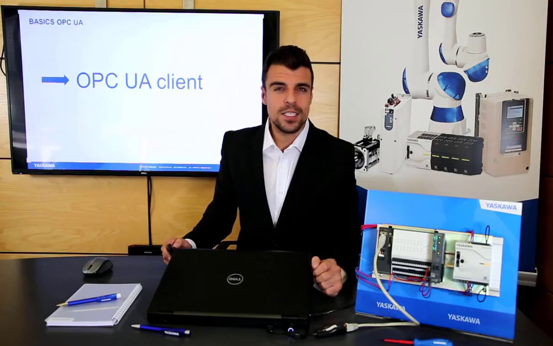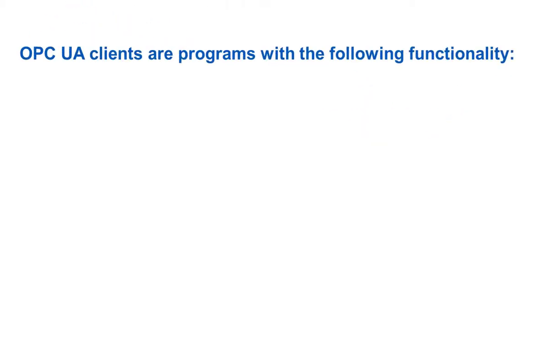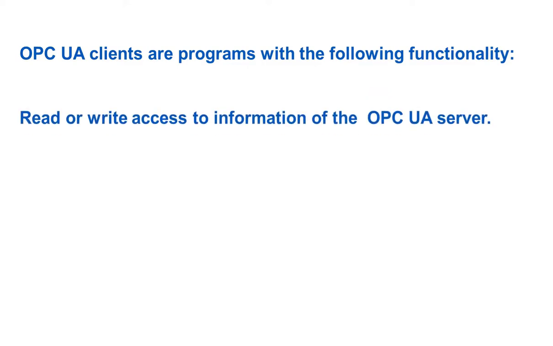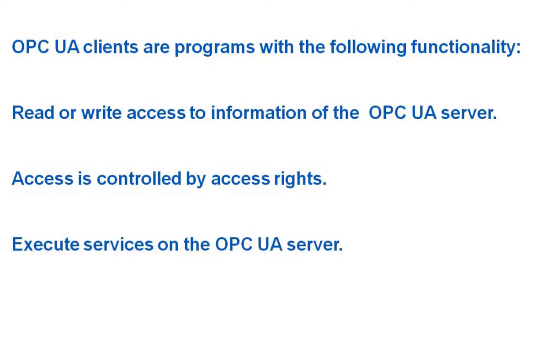What do we understand by OPC UA Client? OPC UA clients are programs with the following functionality: the first one, read or write access to information of the OPC UA server. The second one, access is controlled by access rights. The third one, execute services on the OPC UA server.